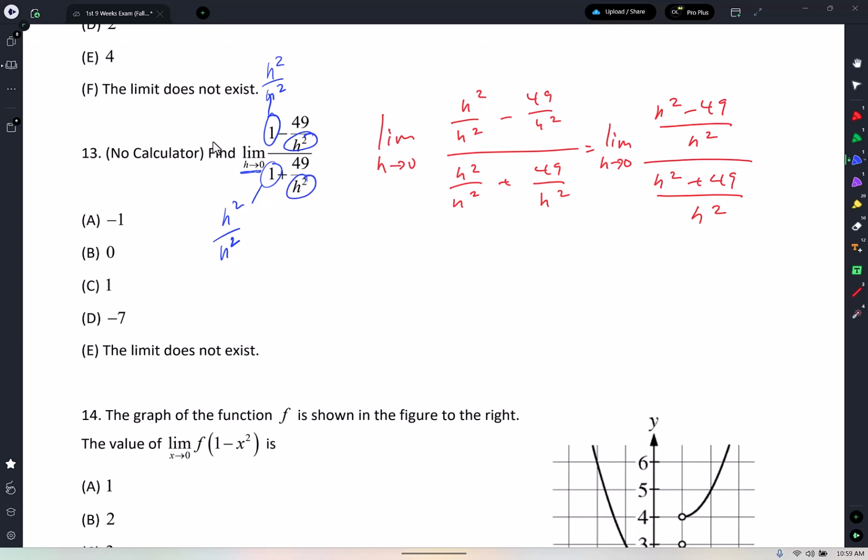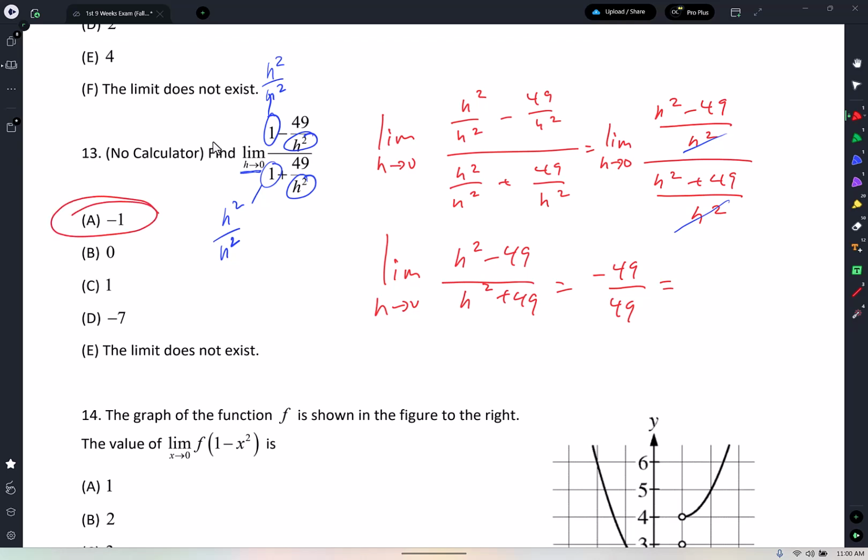Does that make sense? And then something happens that makes this transition really simple. Notice what happens to the h squares, guys. They cancel out. And now that they cancel out, look what you have. Limit as h approaches 0 of h squared minus 49 over h squared plus 49. Now can I do direct substitution? Yes, you can. You get negative 49 over a positive 49, which is negative 1.